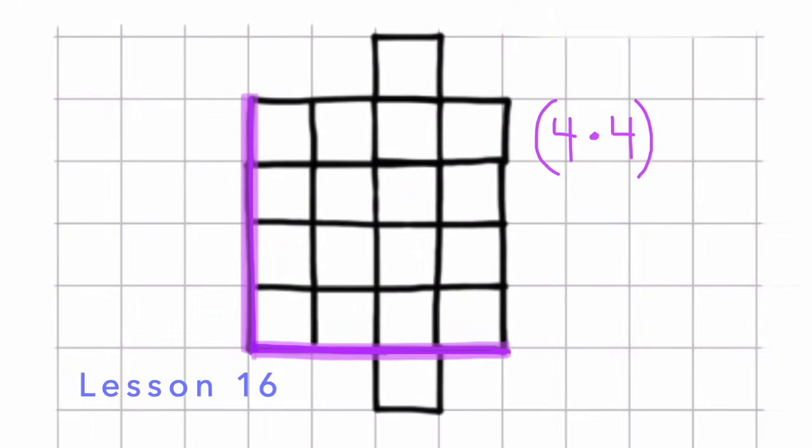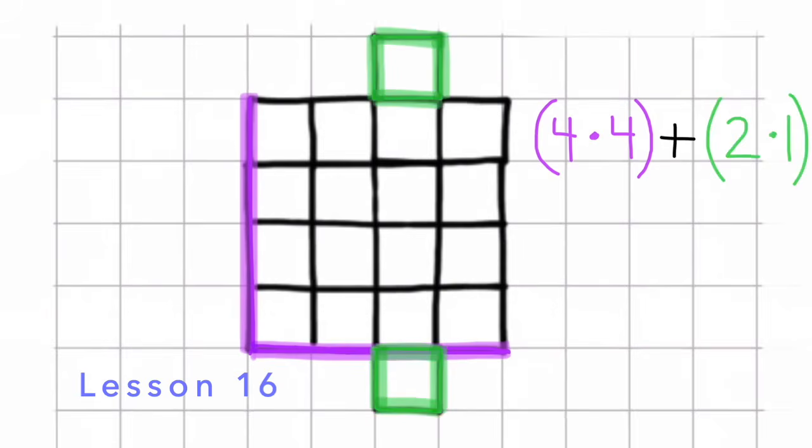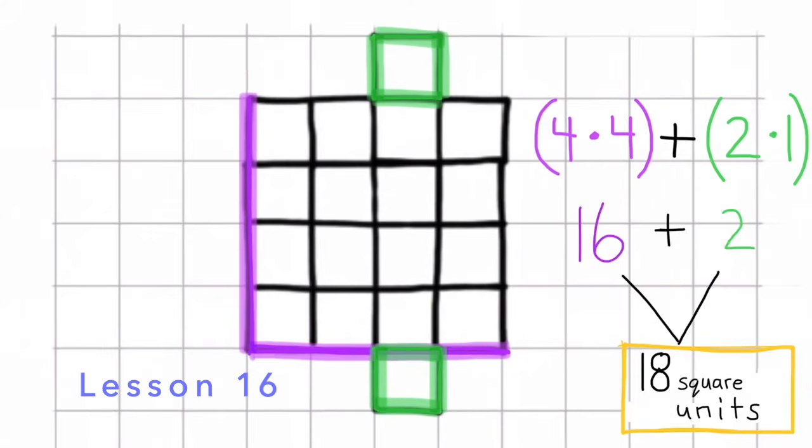And here's even another way to look at it. You have your height of 4, and then you have your 4 sides, so 4 times 4, and you have your 2 bases at 2 times 1. 4 times 4 is 16, 2 times 1 is 2, 16 plus 2 is 18. The total surface area is 18 square units.